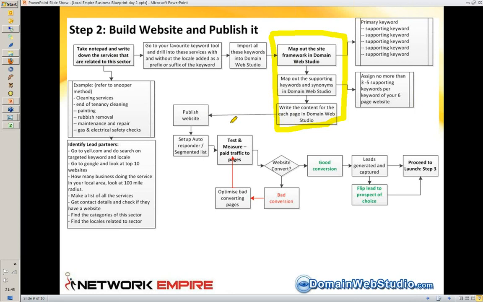Everything stacks and balls on top of each other. Okay, so when we get to test and measure, you could even go do pay-per-click, right? And there's many ways you can test.